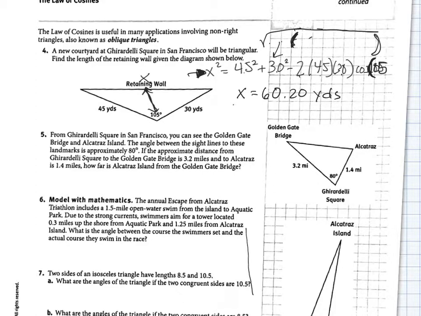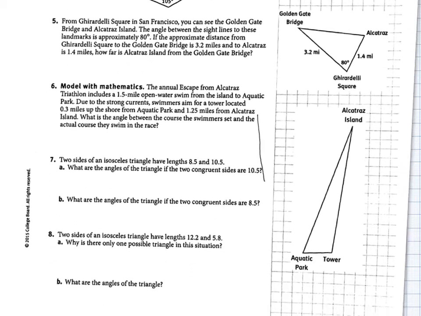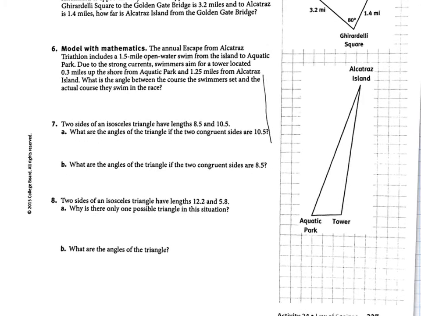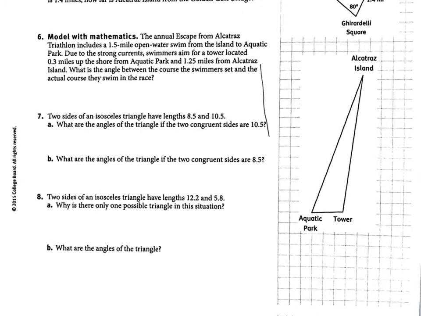So that's the way that you enter it if you are looking for a side. If you are looking for an angle, it's much different. So let's jump down here to problem number 6. Problem number 6 has a diagram over here, and we're going to have an issue with space, of course. You know how that works.